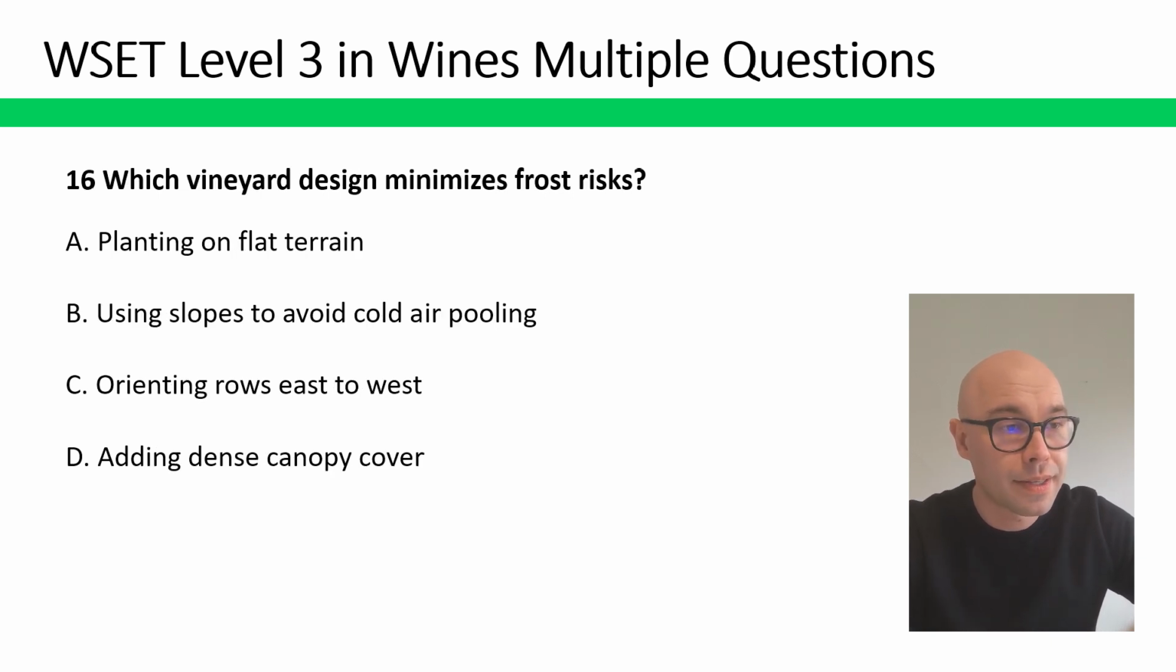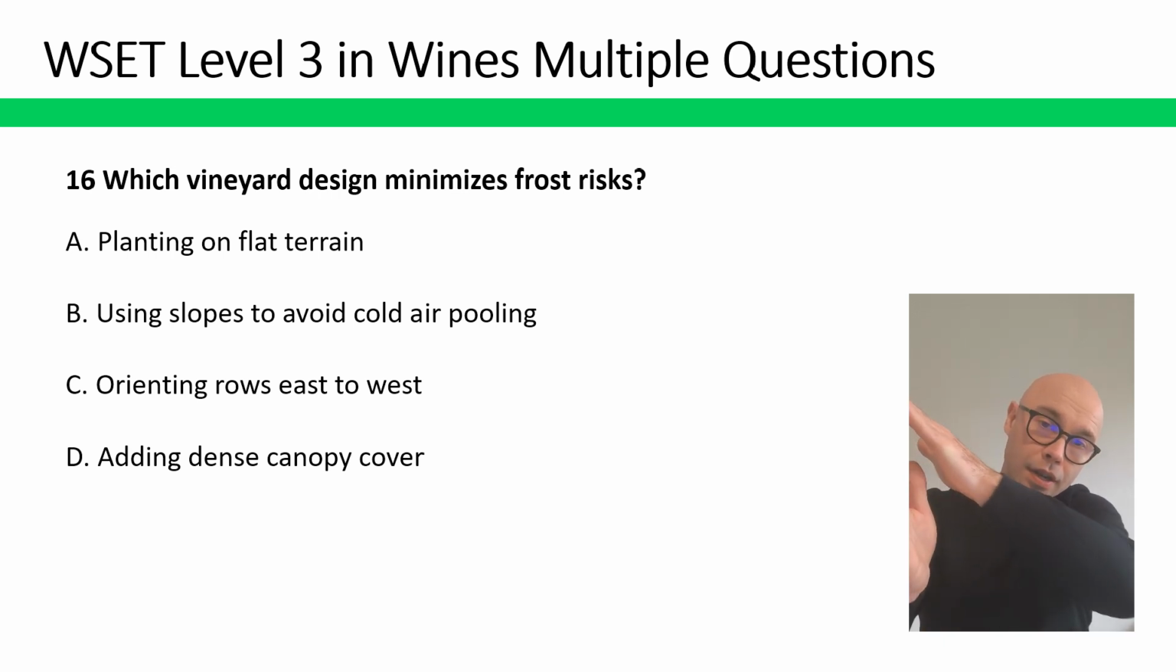Which vineyard design minimizes frost risk? Planting on flat terrain, using slopes to avoid cold air pooling, orienting rows east to west, adding dense canopy cover. The correct answer is B. Using slopes to avoid cold air pooling.